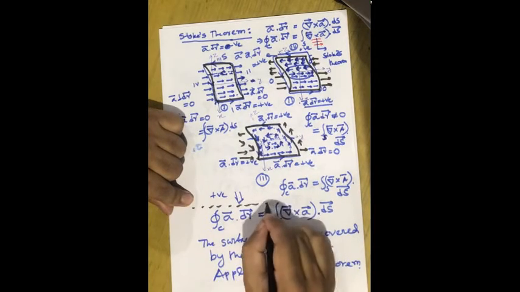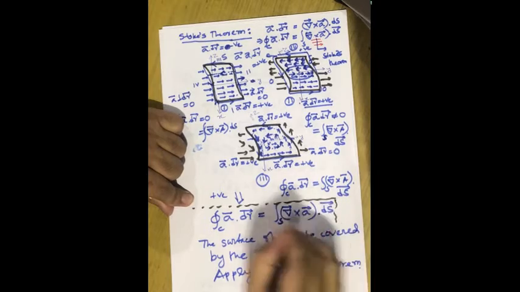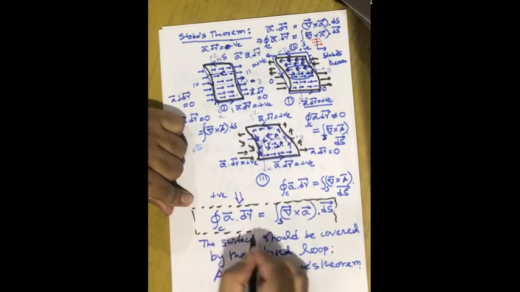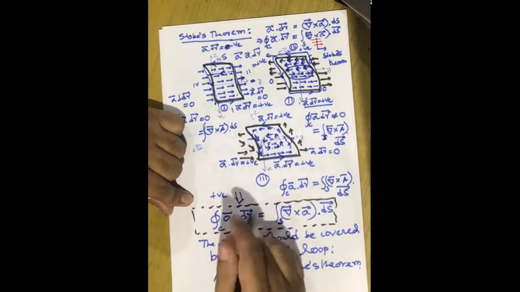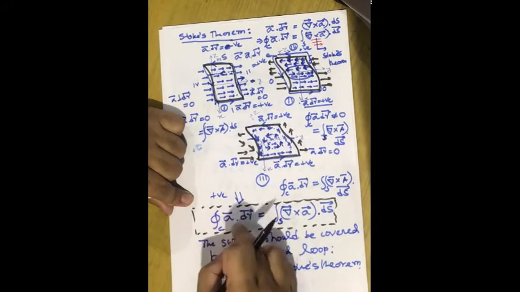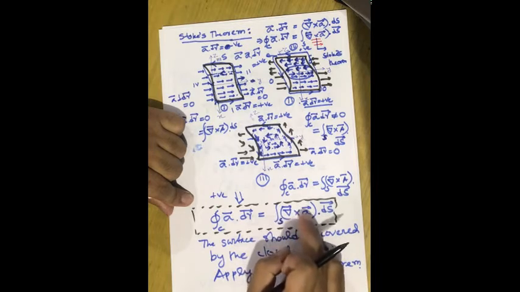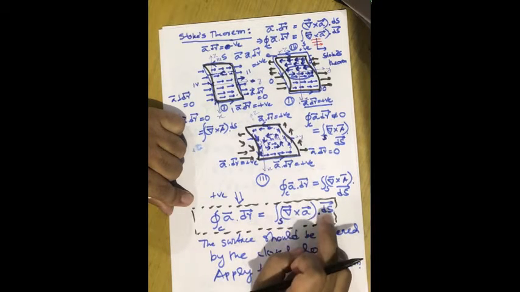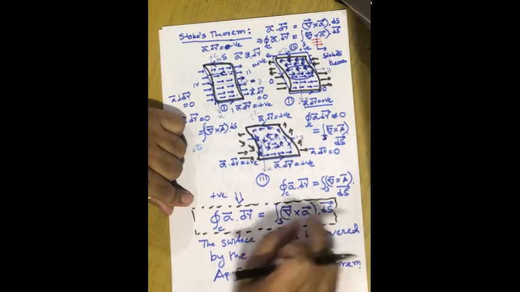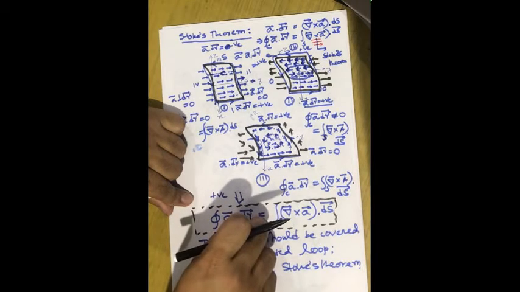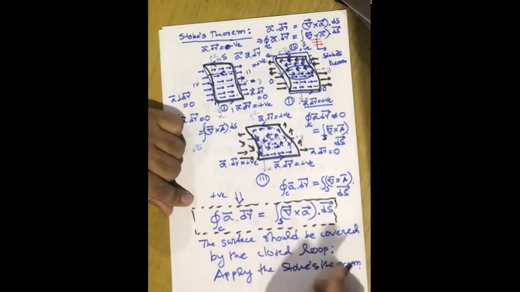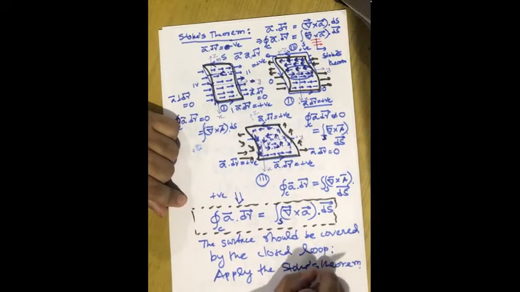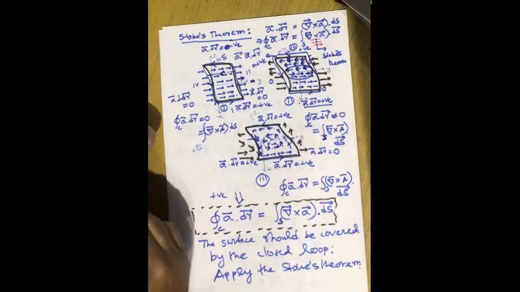We'll do one or two numerical examples of how to use the Stokes theorem. So you just remember this: the closed line integral of A dot dr is equal to the surface integration of curl A dot dS. dS is the surface element and dr is the length element, and this closed loop encloses the surface S. Okay, so in the next part of the video I am going to do some numerical calculations of Stokes theorem.